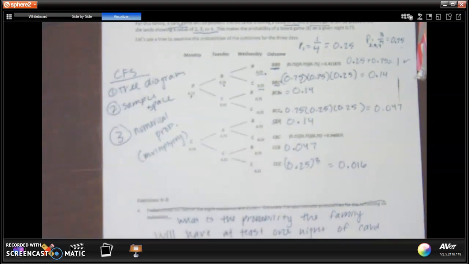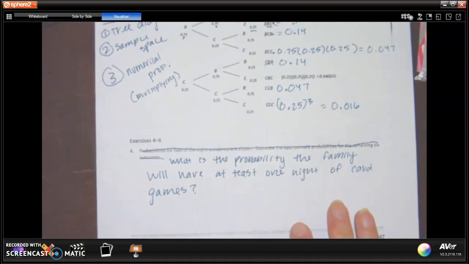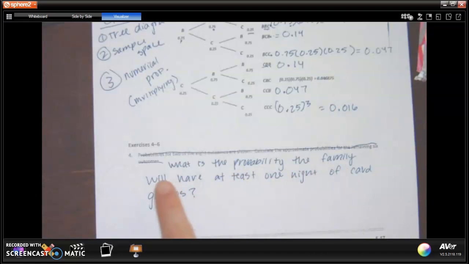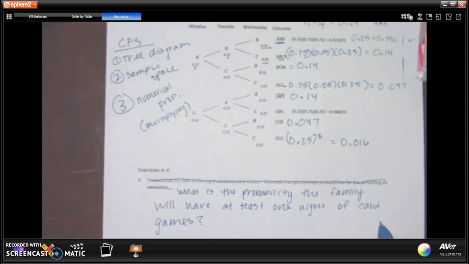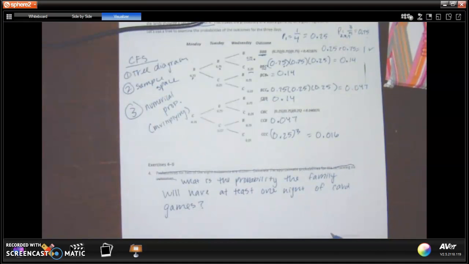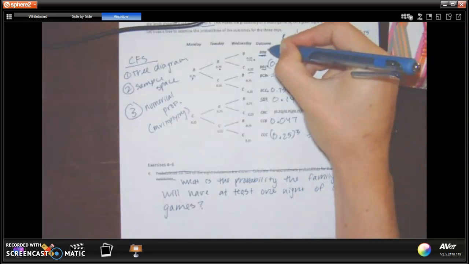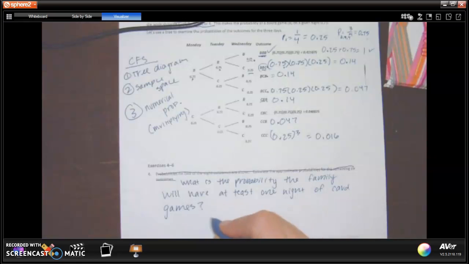Then I changed the problem at the bottom to better match a problem like on your exit ticket. I'm going to read it right now. It says, what is the probability the family will have at least one night of card games? At least one night of card games. So I'm going to look at my sample space and see where I see at least one C. So that means I can have one C, I can have two C's, or I can have three C's. None in this first one. There is a probability of a card game in the second one. So I'm going to have 0.14.